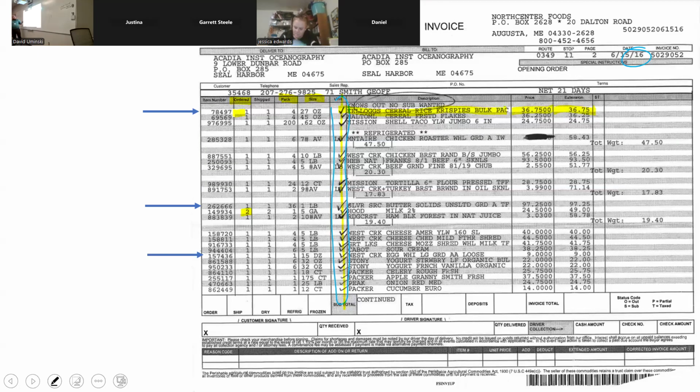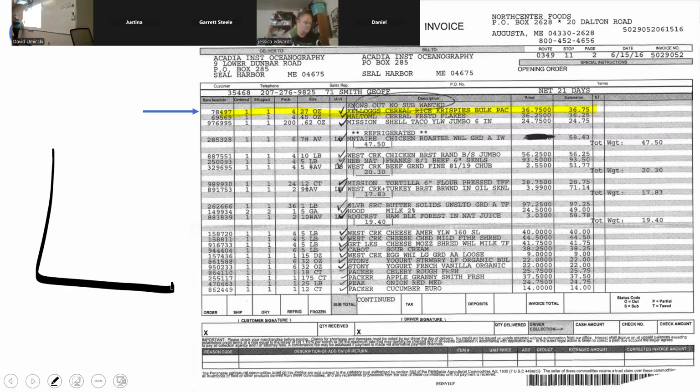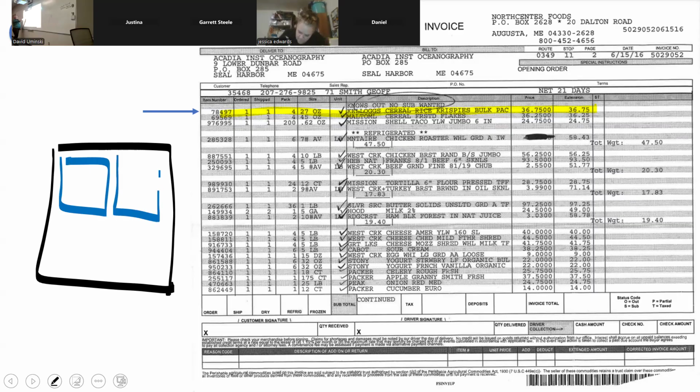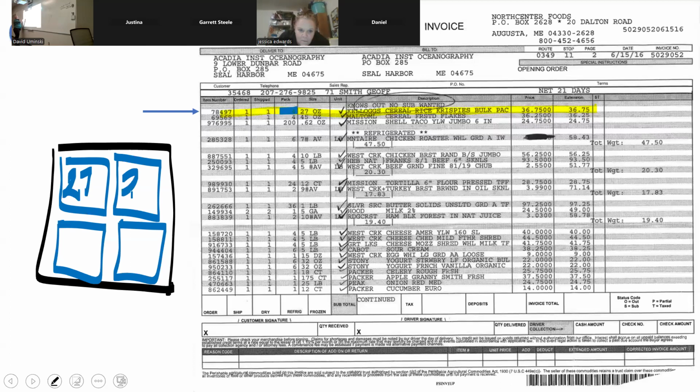Okay. So if I'm looking at this Kellogg's Rice Krispies, let's focus just on Kellogg's Rice Krispies. This line right here. Okay. What this is telling me is in this box, I'm going to have 4 bags right here. See, 4 is my pack size, and they're 27 ounces each.